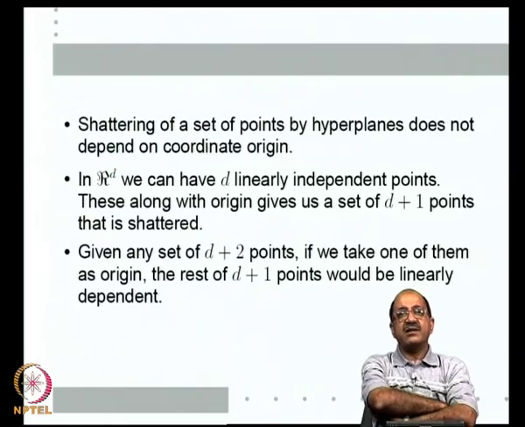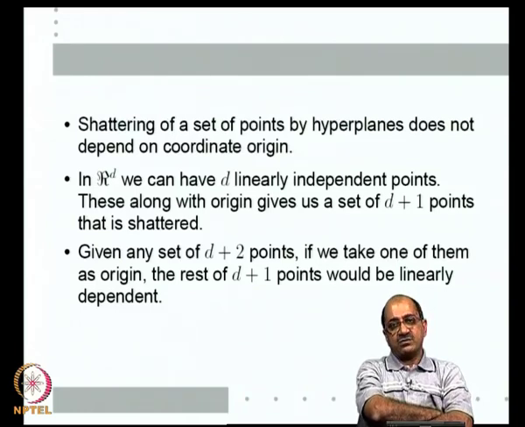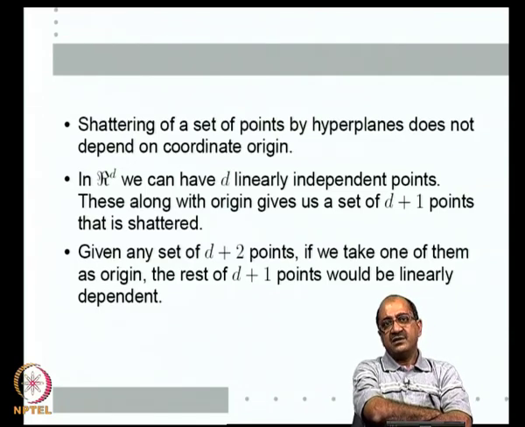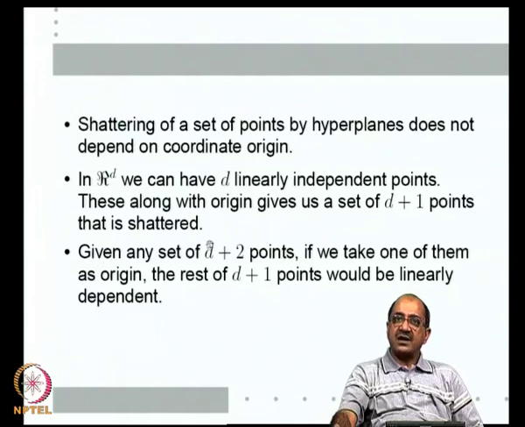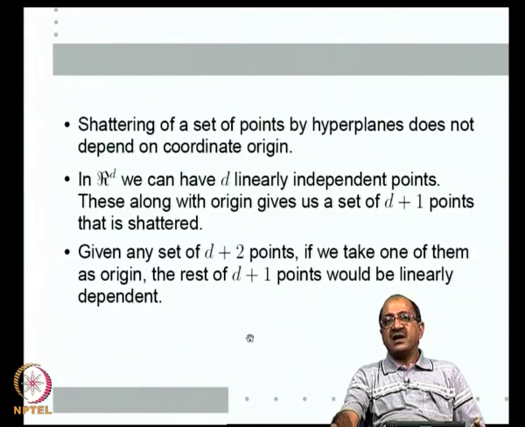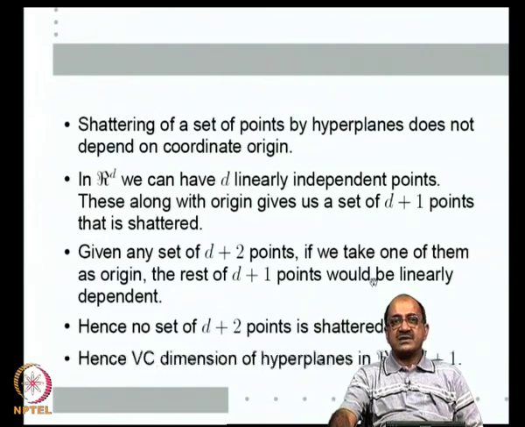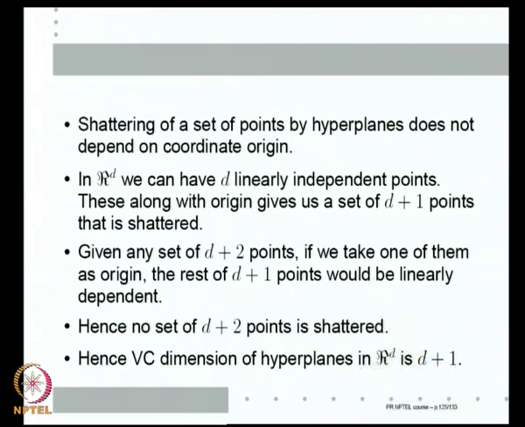Now, take any set of D plus 2 points. We can take one of them as origin, then there are D plus 1 points now. Any set of D plus 1 points in R^D will be linearly dependent, because R^D has dimension D. Hence given any set of D plus 2 points in R^D, even if I take one of them as origin, the remaining D plus 1 points will be linearly dependent, hence the set is not shattered. So, you have shown that there is at least one set of D plus 1 points that is shattered and no set of D plus 2 points is shattered, and that shows that the VC dimension of hyperplanes in R^D is D plus 1. Okay.